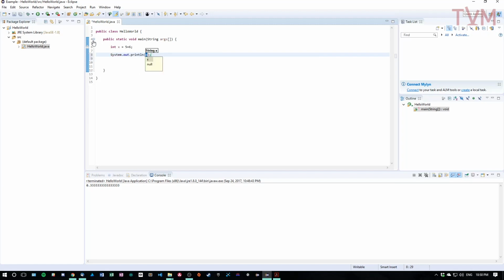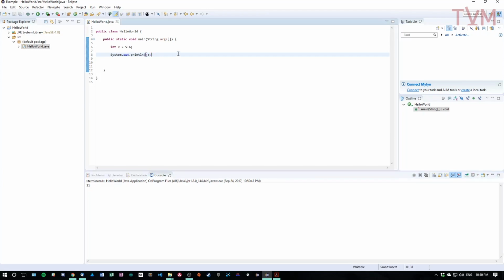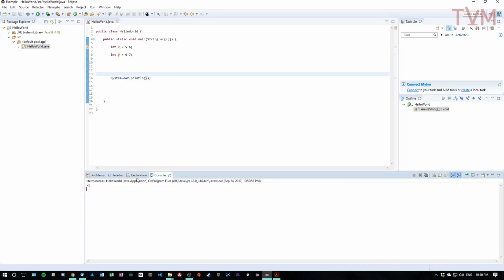System.out.println, like so. x, let's print the x variable out. Press play. Here we get 11. 5 plus 6 is indeed 11. Java can do all kinds of math things like this. Let's say int y equals 6 minus 7. Let's try and print y. What's going to happen? We're going to get minus 1. There it is, minus 1.